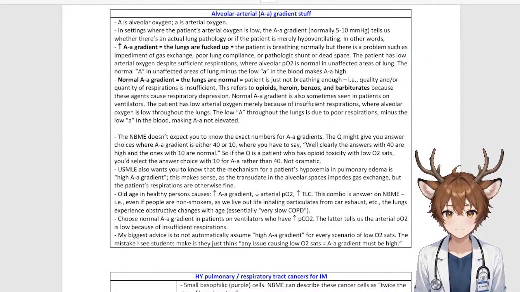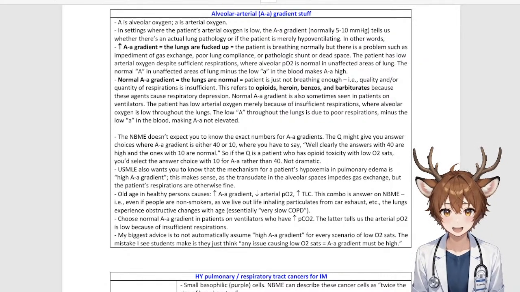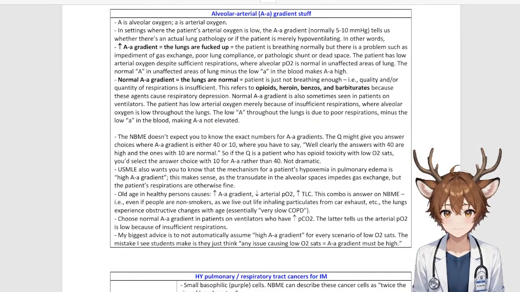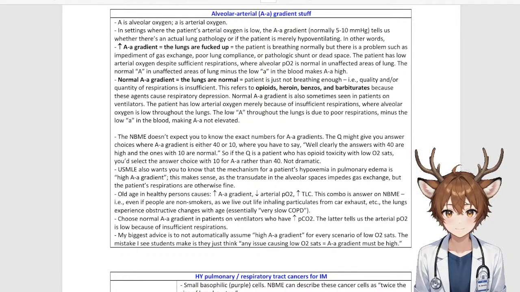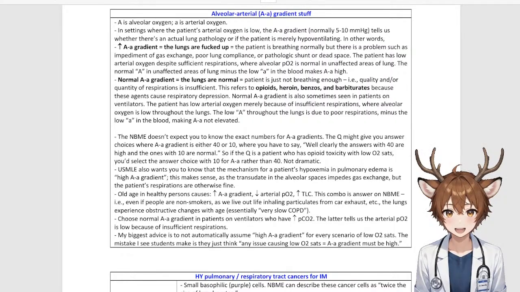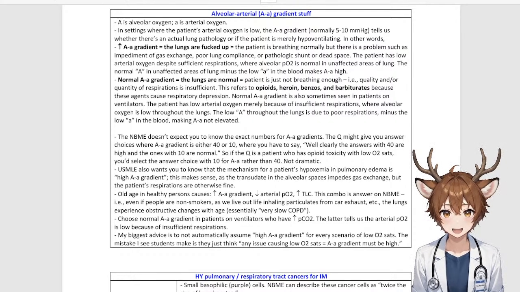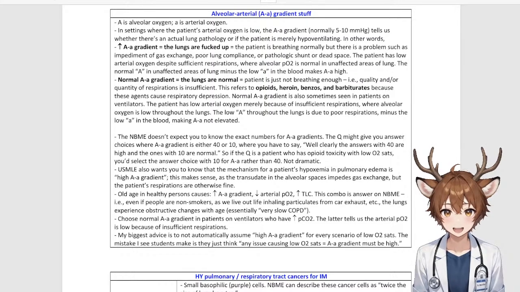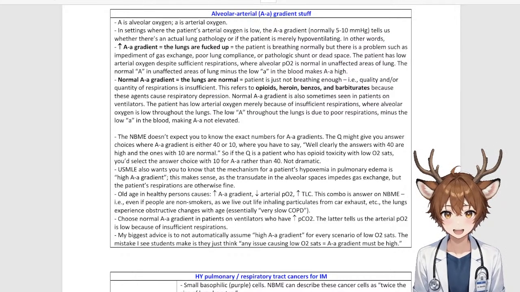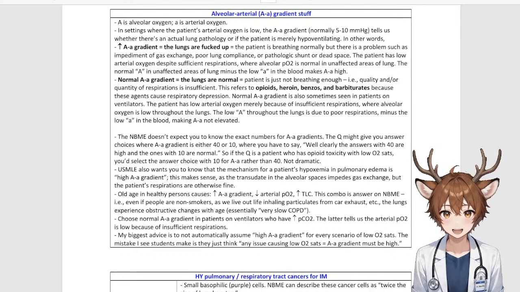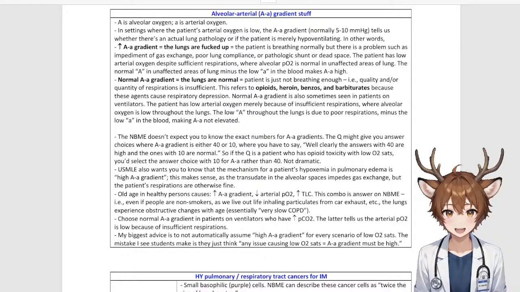Not dramatic. USMLE also wants you to know that the mechanism of the patient's hypoxemia in pulmonary edema is high A-a gradient. This makes sense as a transudate in the alveolar spaces impedes gas exchange, but the patient's respirations are otherwise fine. Old age in a healthy person causes an increase in the A-a gradient, a decrease in the arterial PO2, and an increase in the total lung capacity. This combination is answered on the NBME, that is to say, even if people are non-smokers, as we live our life inhaling particulates from car exhaust, etc., the lungs experience obstructive changes with age, essentially very slow COPD.